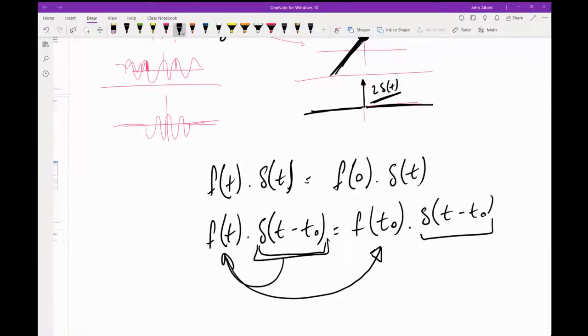This is exactly the same. It still remains. The delta, the unit impulse function, is still there. By the way, the unit impulse function is always given the symbol delta. This is a Greek letter delta.